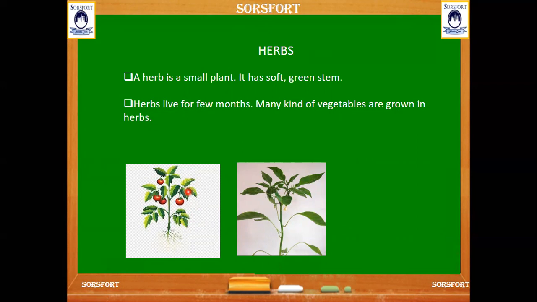These herbs live for a few months. We can see this tomato plant lives for 3 or 4 months.